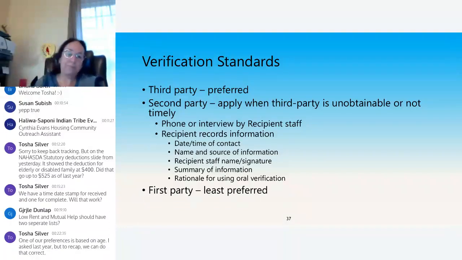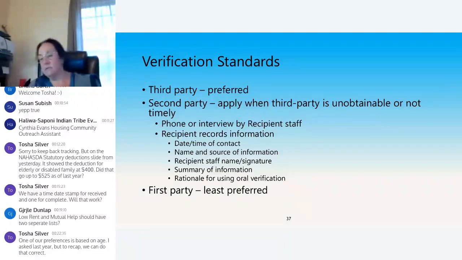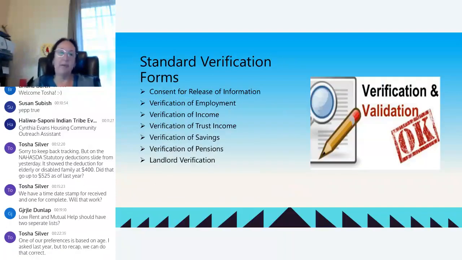So your phone or interview by recipient staff, recipient record information, the date and time of contact, the name and the source of the information, the recipient staff's name and signature. I'm the, Cheryl A. Cosley received this. The summary of the information that they give me and the rationale for using that oral verification. And then first party verification is the least preferred. They really don't want things hand carried.